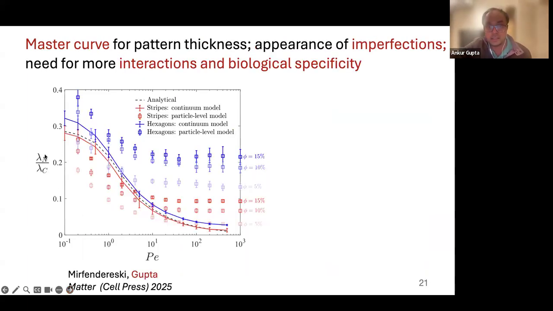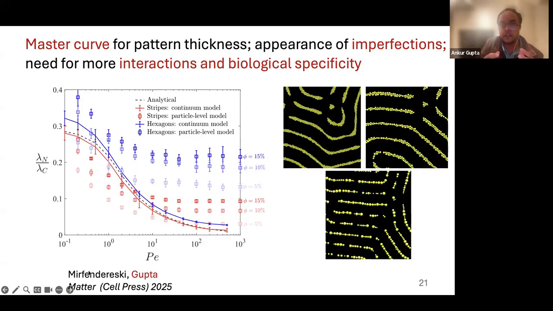Lambda n is again the pattern thickness, and lambda c is the pattern size. Initially, it was only a function of Peclet number in the continuum model, but now we can see it is also a function of volume fraction, which makes sense. After one point, you cannot pack any number of particles because they are finite size. So you limit the thickness of these patterns. And more importantly, when you vary a by lambda c, you start to see this imperfection.